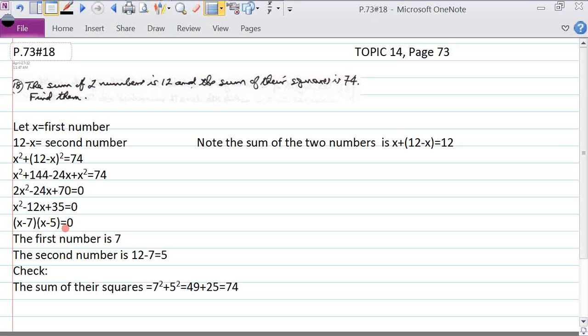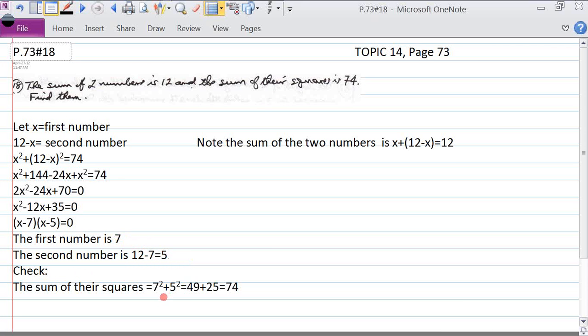And this factors now into (x minus 7)(x minus 5). Notice the first times the first gives me the x squared, minus 7 times minus 5 gives me plus 35. And the inner is minus 7x, the outer is minus 5x. If I add minus 7x and minus 5x, I get minus 12x. So the first number is 7, and the second number is 12 minus 7, or 5. I get the same solution if I choose x equal 5. So there's a multiplicity, but the numbers are 7 and 5.